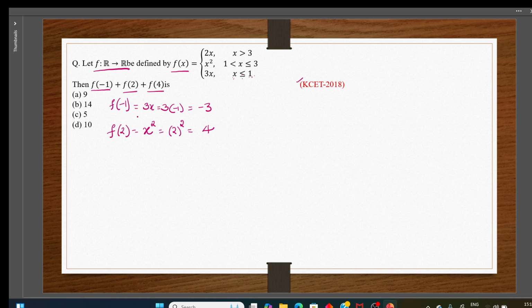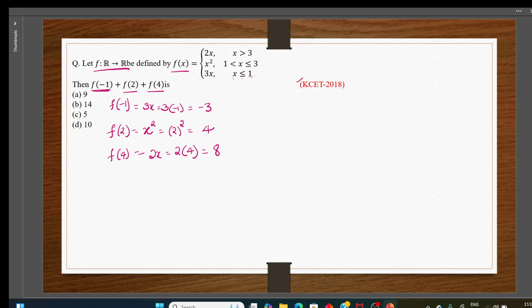Next one is f of 4. So for f of 4, we have to check x is greater than 3. Okay, 4 is greater than 3. So what is the function here? 2x is the function. So 2 times the x value 4. 2 fours are 8.